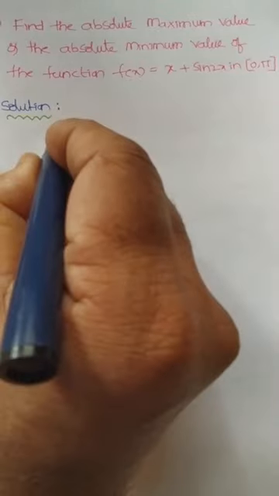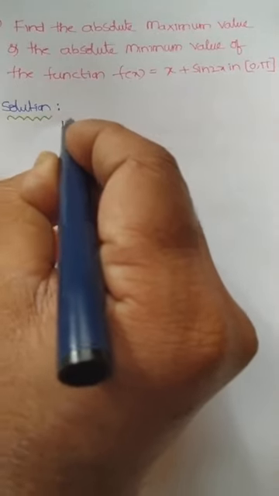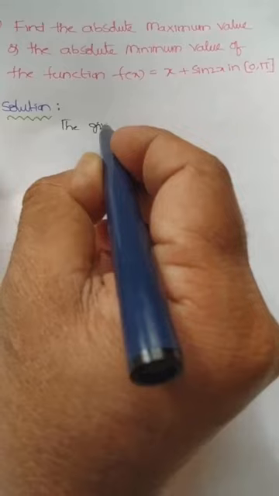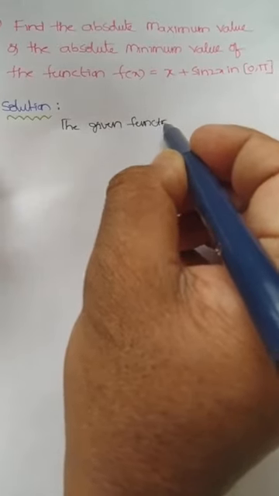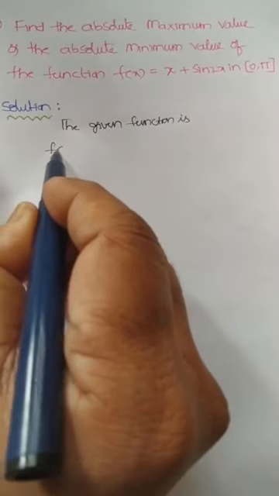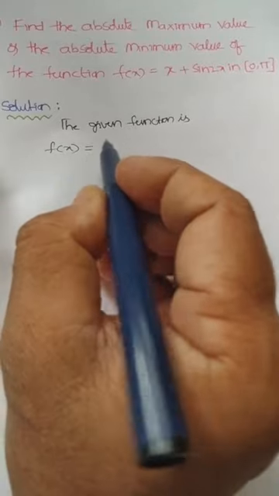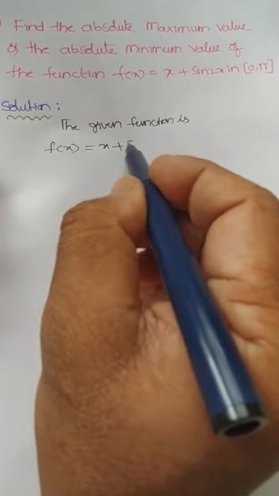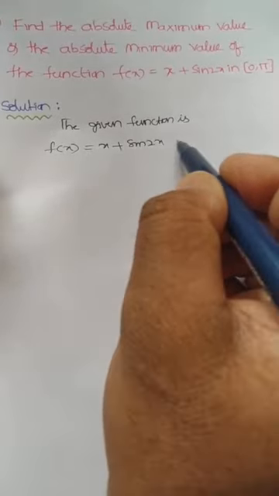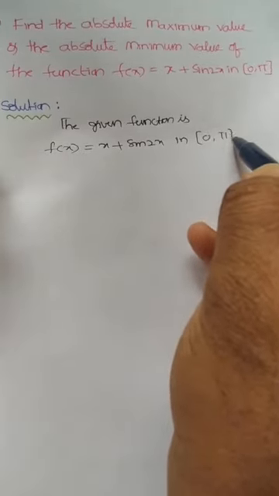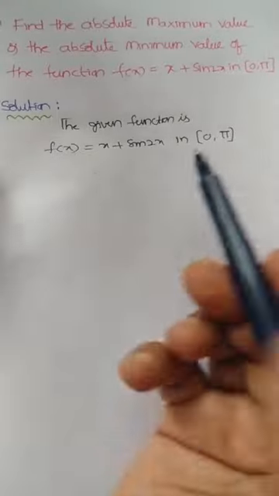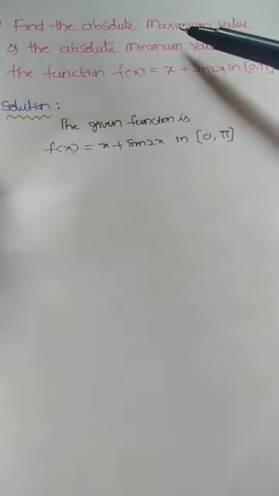In the solution, the given function is f of x is equal to x plus sine 2x, in the domain 0 to pi. Now we have to find the absolute maximum and absolute minimum values for this function.